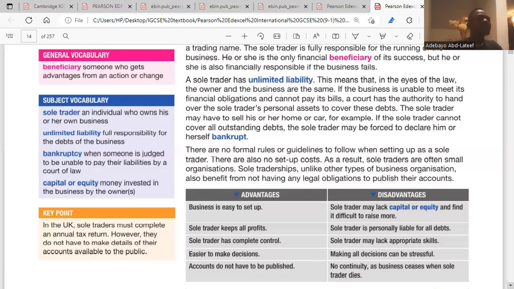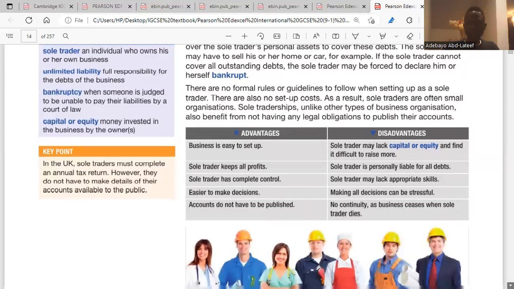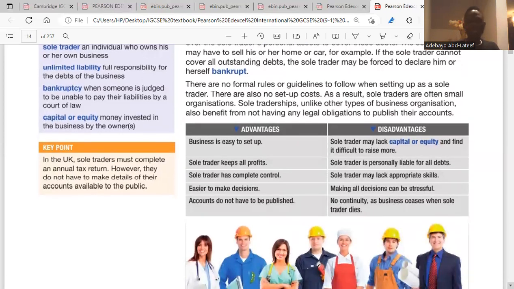When a sole trader has to declare him or herself bankrupt, it means he or she doesn't have the assets to pay off the debts or the liability. That means the liabilities are more than the available assets. So it doesn't have what it takes to liquidate and pay off the debts. Do you understand? So that's about that. Then let's just go to the advantages immediately.